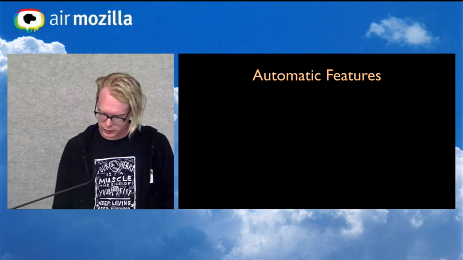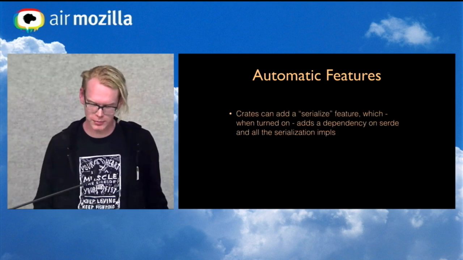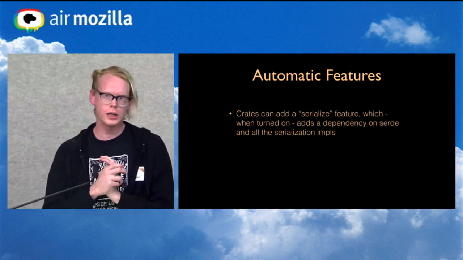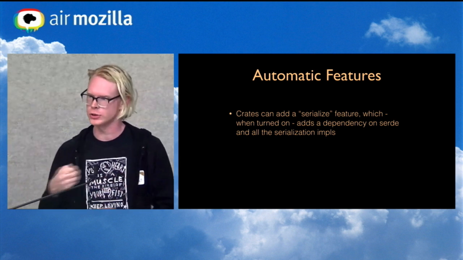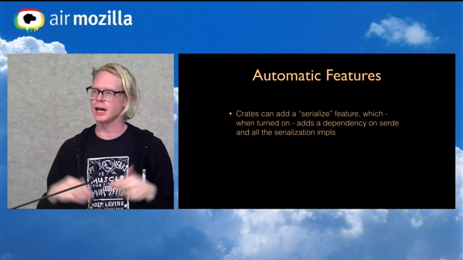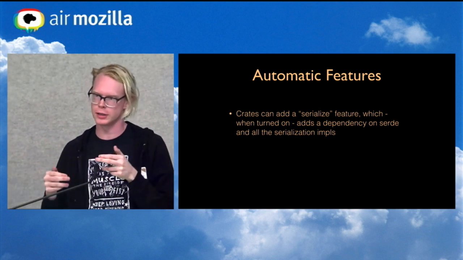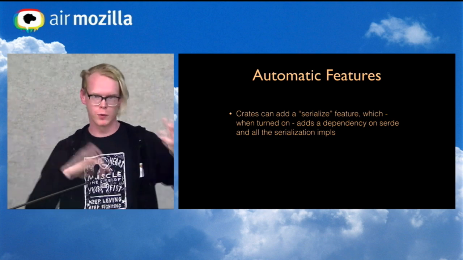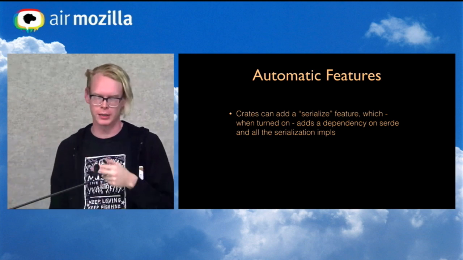And so the first is automatic features. It used to be called conditional dependencies, and then we changed the implementation, so the name changed. The idea here is, if I want to add Serde serialization impls to my crate, everyone who depends on me now depends on Serde, and they have to compile Serde as part of their build, even if they don't use Serde. And what people have started doing is creating features for Serde, and then if you want to be able to serialize, you have to go and turn on that feature and that dependency.